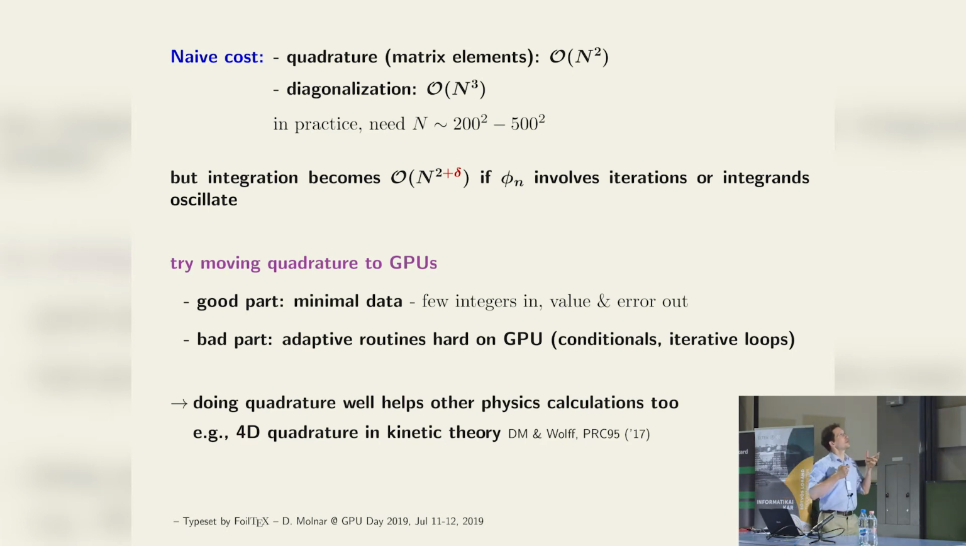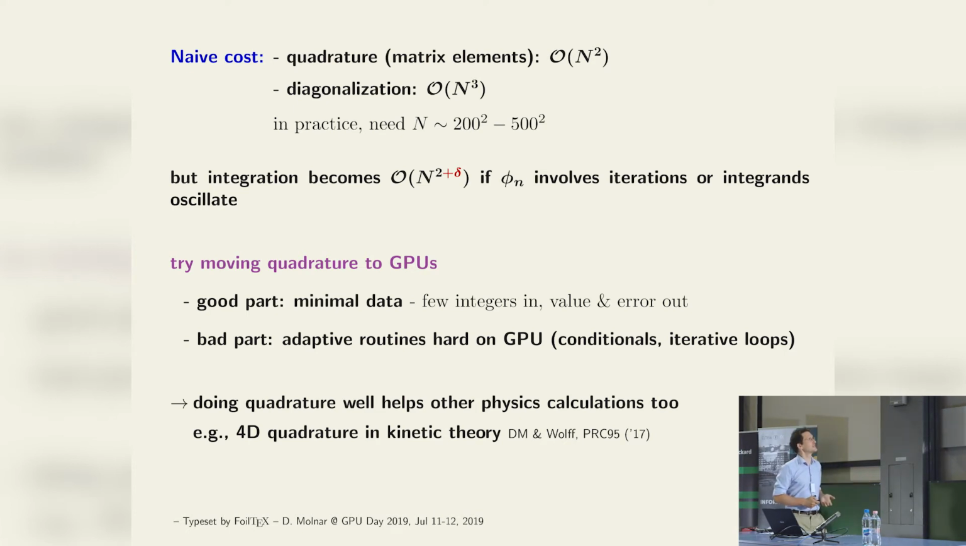These are integration routines. The best routines are usually adaptive, and it means that I don't know how many iterations will be taken. There are conditionals, and there are loops with some error condition in there. So it's not suitable in this sense for GPU, and I'm struggling with this still, but I've made some progress. Now, you think, okay, it's some quadrature problem for quantum mechanics, but if you can do quadrature well on GPUs, it helps in other areas of physics as well.